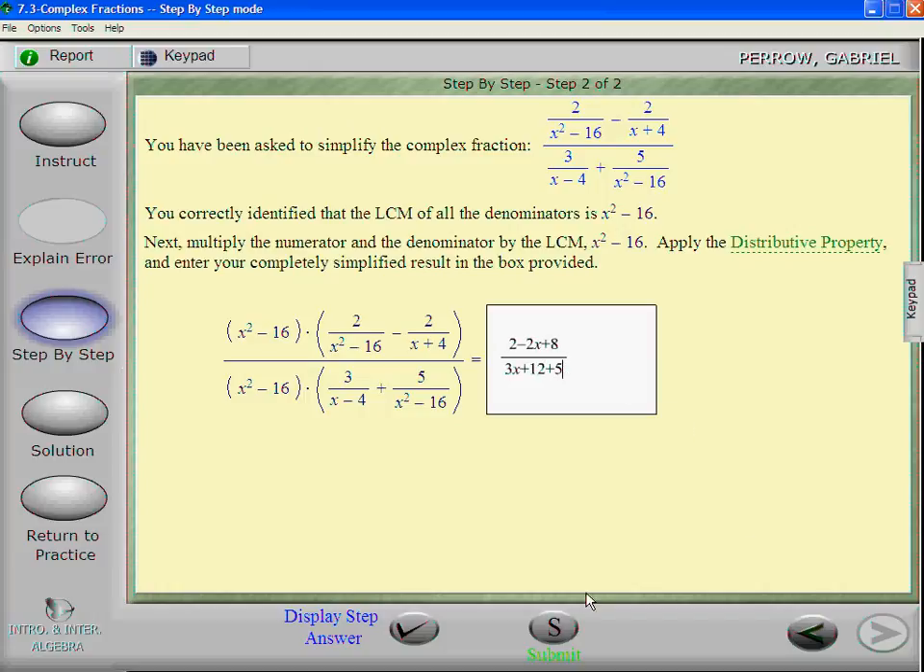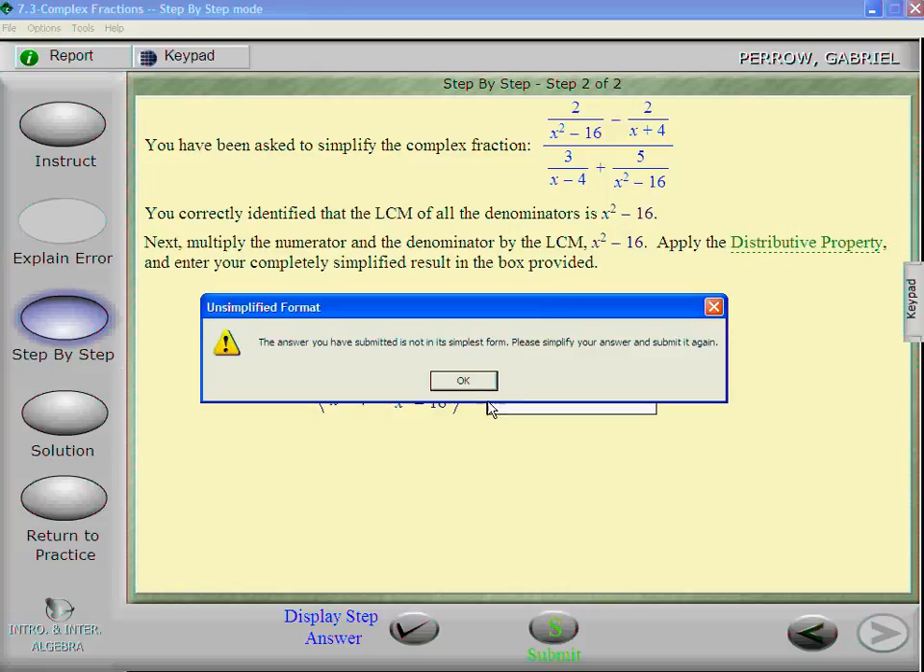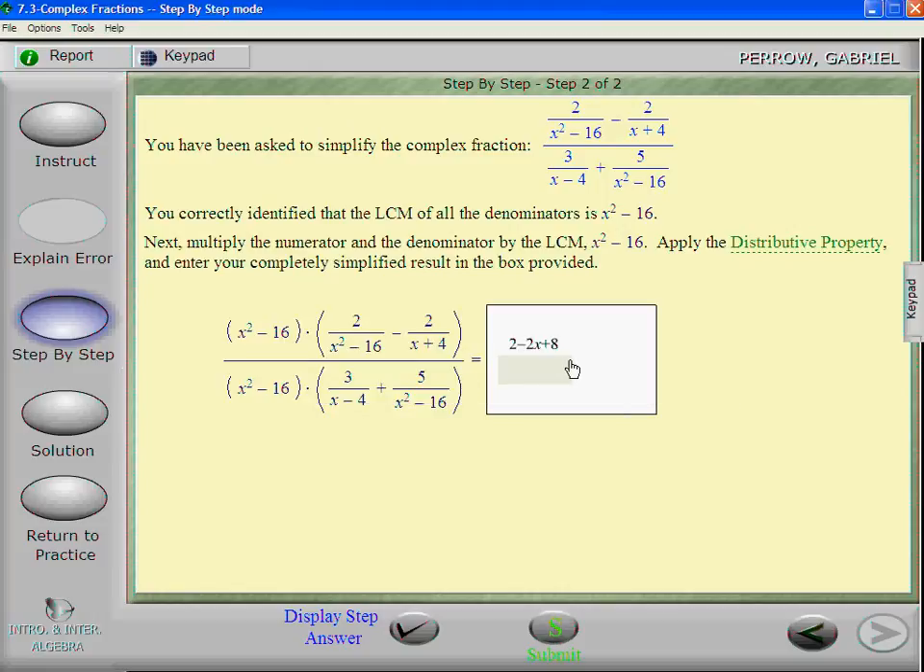Now they may or may not like this result here. Actually, they're saying completely simplified. Probably if I say submit, they'll say simplify this further, something to that extent. Yeah, so it's not in simplest form. So I need to combine a few things together, meaning, alright, 2 and 8 become 10. So I'm going to have a plus 10. That guy's gone right there. And down bottom, 12 and 5 become 17.